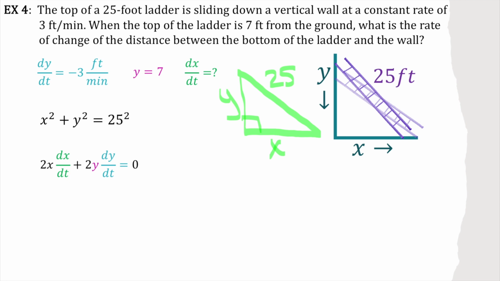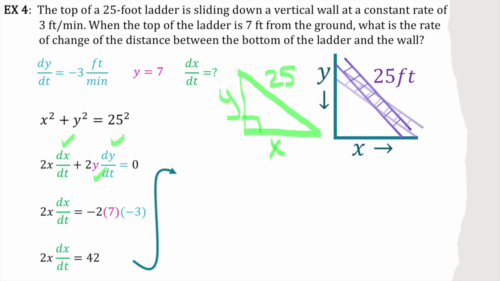We're looking for dx/dt. We know y, we know dy/dt. And now we can start to isolate dx/dt. 2x dx/dt equals 42, and we'll divide both sides by 2x, and then we have a problem. x. What the heck is x? Is there a way that we can solve for x?